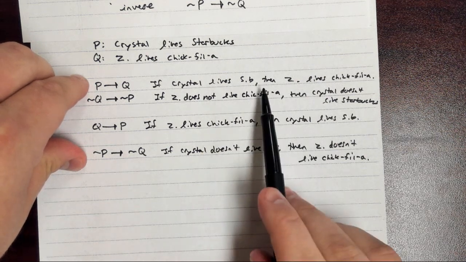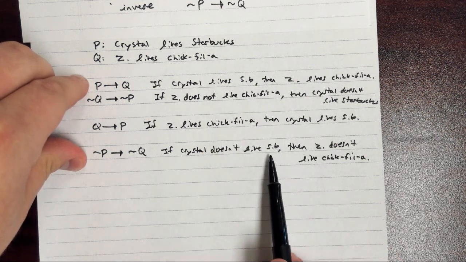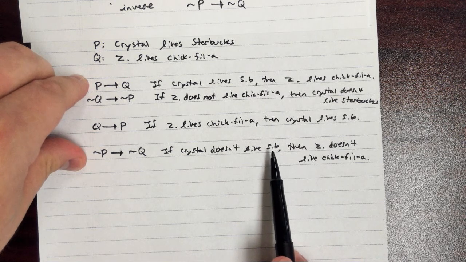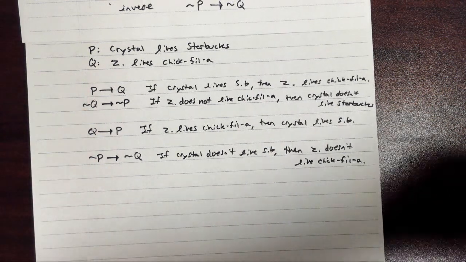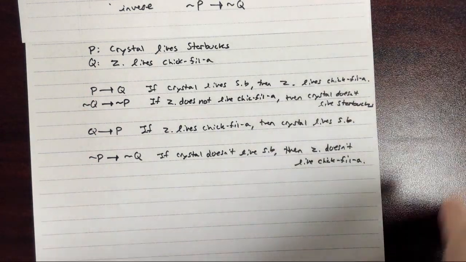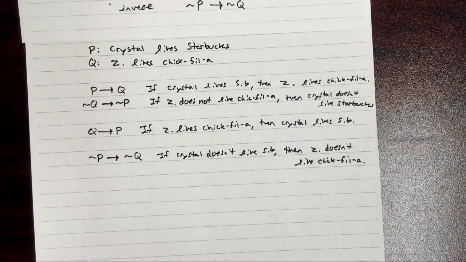So if Crystal likes Starbucks, versus if Crystal does not like Starbucks. We better draw some truth tables to figure this out. But before we do that, let's go to the textbook and work out some problems, just a little more practice.